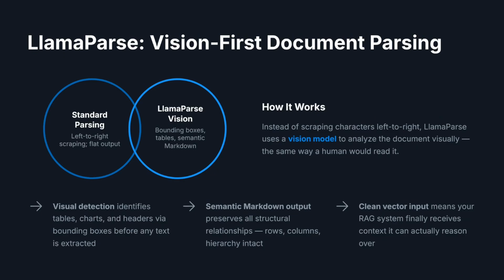So here is the thing. Standard parsers just rip text from left to right and completely ignore the layout. We are using LlamaParse instead. It actually looks at the document using a vision model, and this identifies tables, headers, and charts before extracting a single line. Now your vector database gets clean markdown with all relationships intact and the context survives.